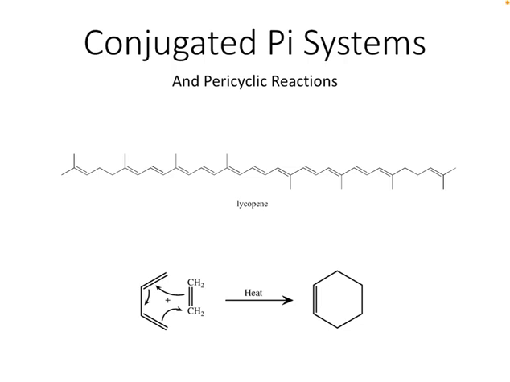Hi everyone. In this video, we're going to go over our new chapter, which is all about conjugated pi systems and pericyclic reactions. So down below, I have a couple of examples. In the first one, we have the molecule Lycopene, and this is responsible for the color of tomatoes. And you can already see that there are a lot of double bonds or pi bonds in this molecule.